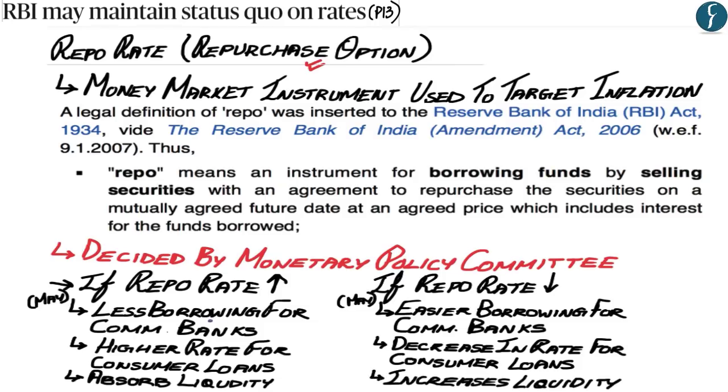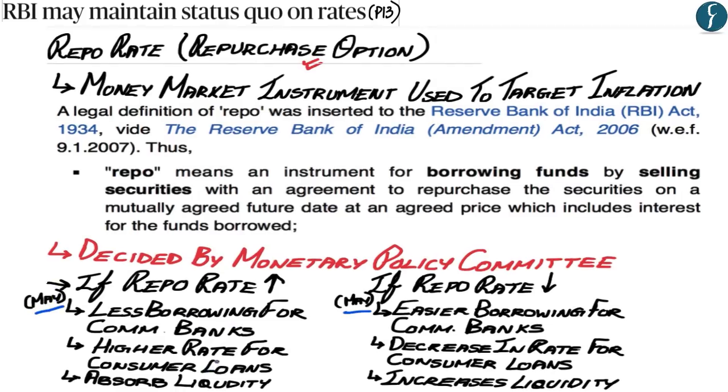Now you have to understand that the impact of an increase or a decrease in repo rate should be seen within the context of being speculative also. However, hopefully you've understood the various aspects with regards to the repo rate, wherein the repurchase option, which is known as the repo rate, is a money market instrument which is used to target inflation, and the legal definition of repo means an instrument for borrowing funds by selling securities.